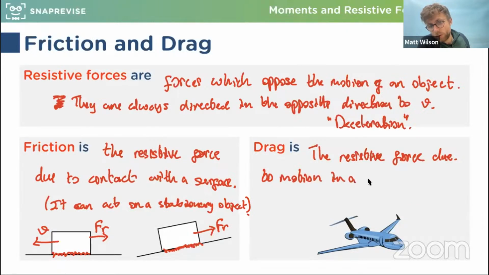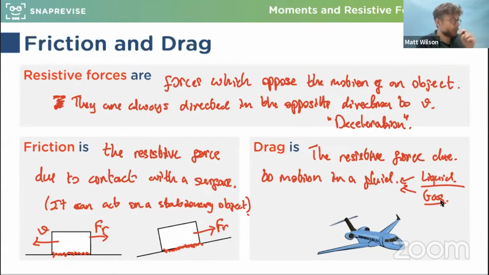Now, fluid is slightly broader than you might be imagining here. Fluid can mean liquid, but as suggested by this picture, you're probably not imagining that this airplane at the bottom is moving through a liquid. You're probably imagining it moving through air. And indeed, gases are also valid fluids. So just be aware of that. When we say motion in a fluid, that could mean a liquid or a gas. Okay, it doesn't act on stationary objects. It's absolutely caused by motion through a fluid.